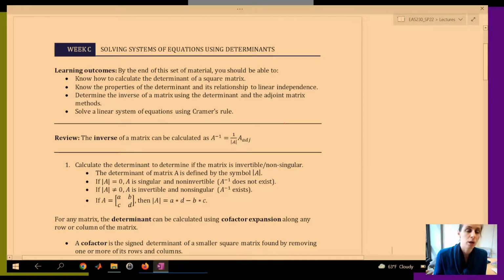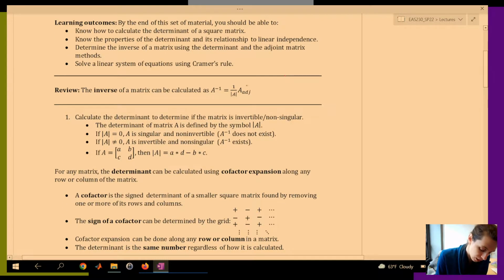This week is all about solving systems of equations using determinants. Specifically, calculating the inverse of a matrix and using Cramer's method. But first things first, if you remember, we've already calculated the inverse of matrices. The inverse of a matrix is calculated using this formula, where this here is the determinant of a matrix, and this here is the adjoint matrix.